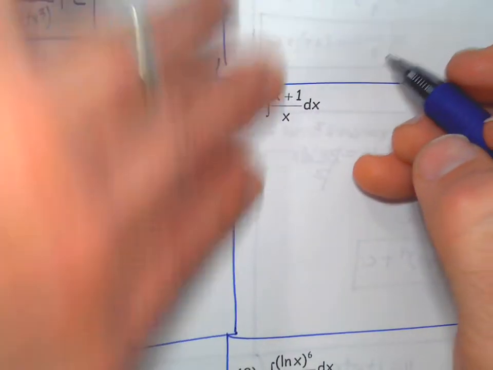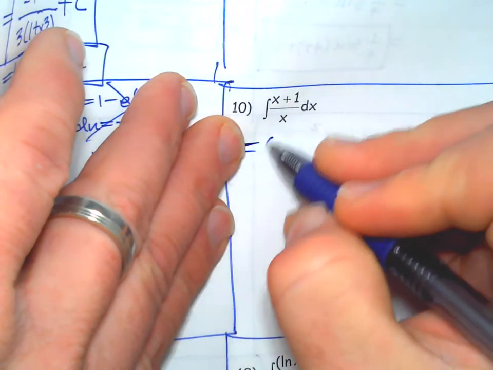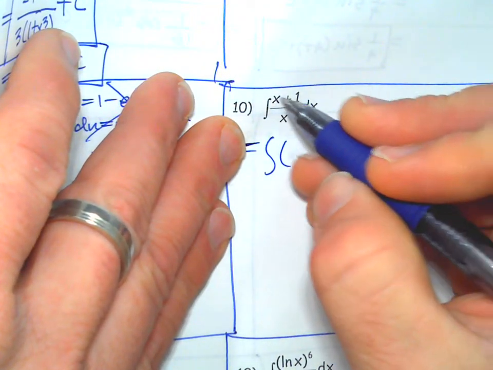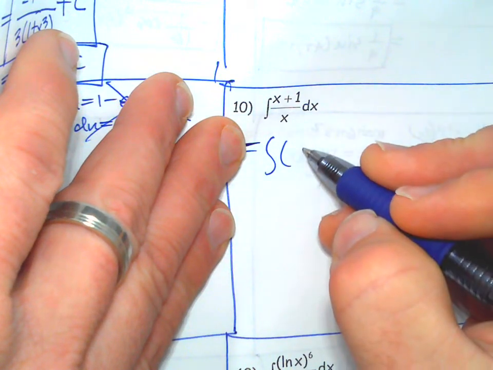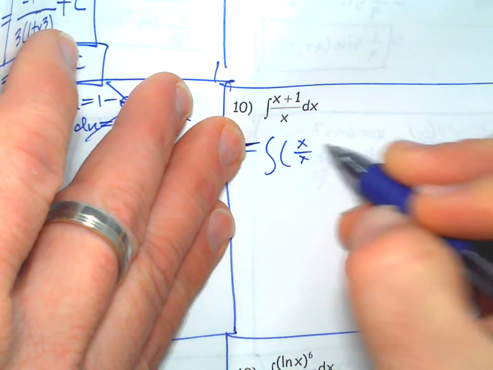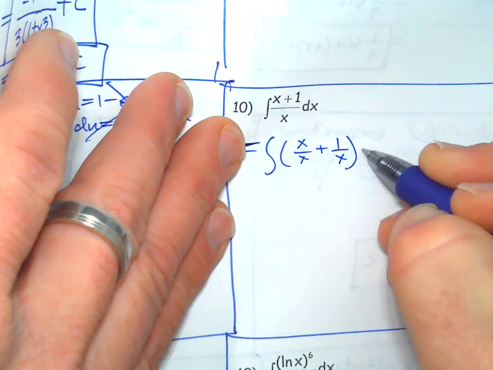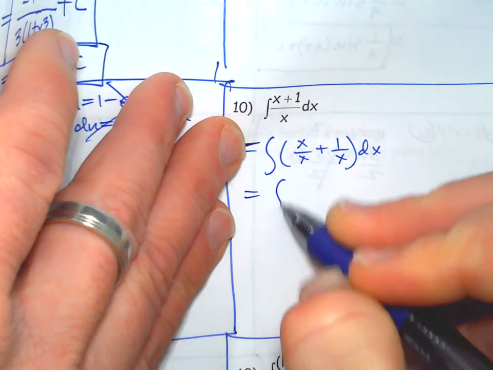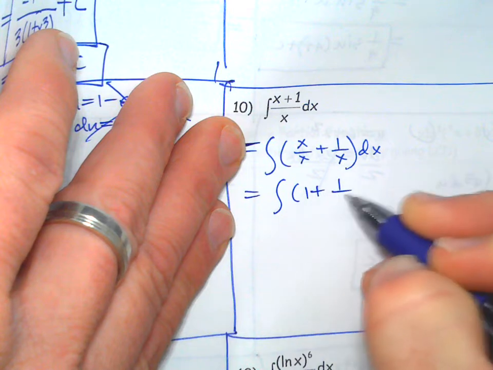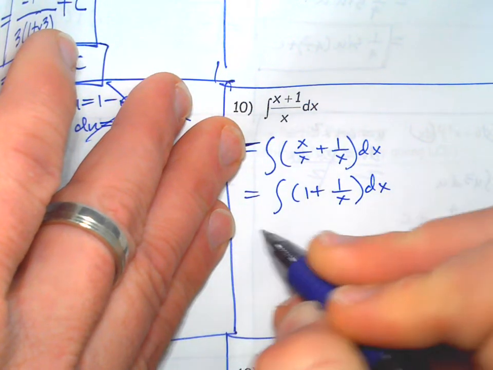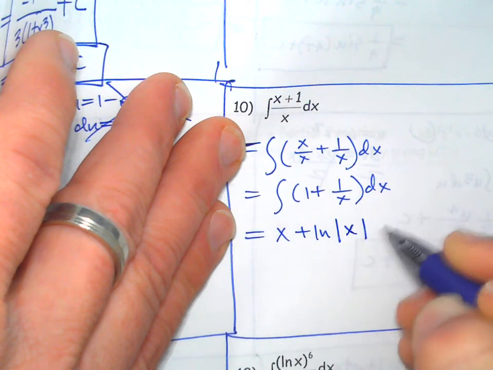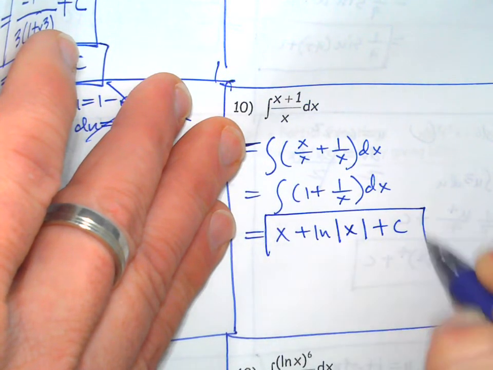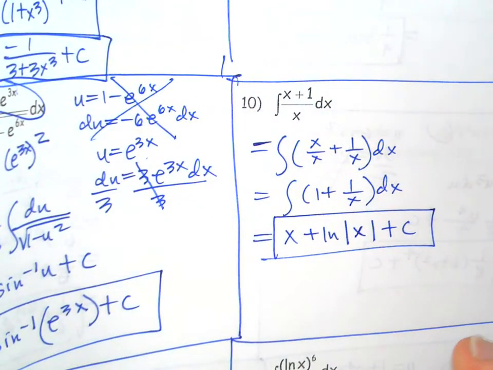Next one, don't make it hard, just distribute it. If it's a polynomial divided by a monomial, just distribute the division, right? That's allowed. Can't do it the other way. So this is an integral of 1 plus 1 over x dx. So that's going to be x plus natural log of the absolute value of x plus c. Need the absolute values.